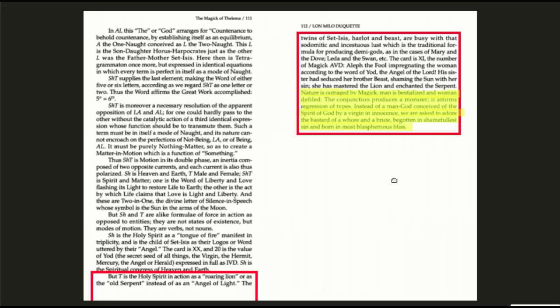Okay, so you see that this bringing about the Aeon of Horus, to bring about this new child, is going to be represented how? It appears to me through an outrage of nature, in the beast defiling the whore. So in the shamefullest way of sin and born in the most blasphemous bliss. That's what we're looking at in the bring this about.